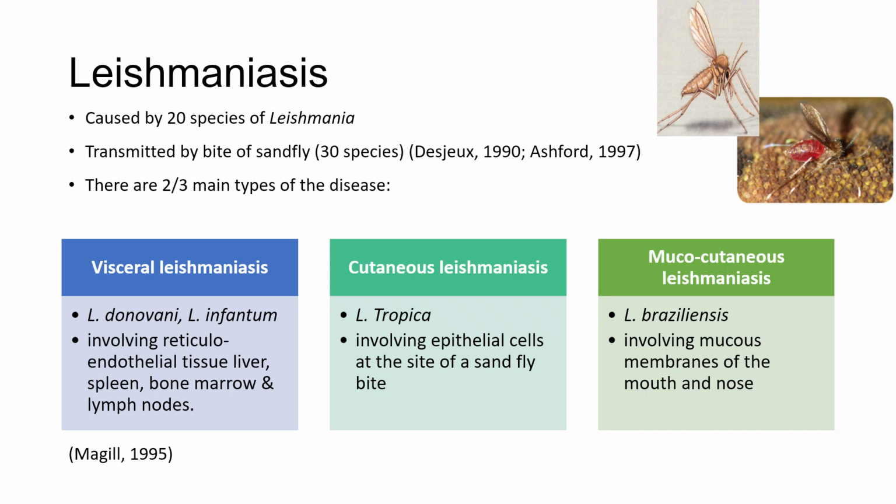Visceral leishmaniasis is caused by Leishmania donovani and Leishmania infantum, usually involving the reticuloendothelial tissue, liver cells, spleen, bone marrow, and lymph nodes. Cutaneous leishmaniasis involves epithelial cells at the site of the sandfly bites. Then there is the third type, which we categorize as mucocutaneous leishmaniasis. It is caused by Leishmania brasiliensis, which involves the mucous membrane of the mouth and the nose. We'll look at these one by one later.